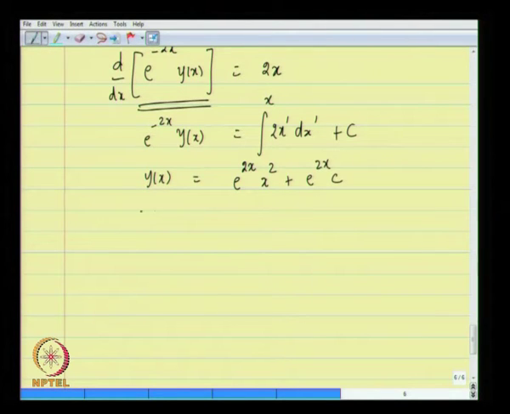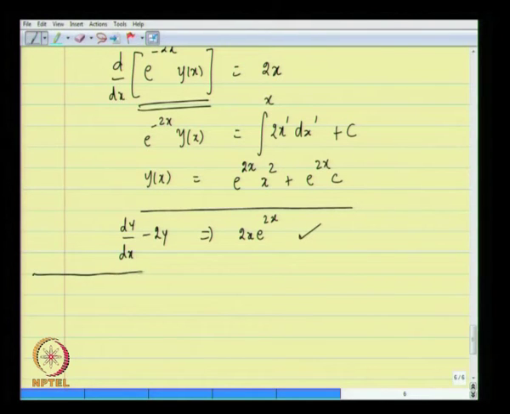So, this is the solution, and you can verify that it gives you, when you say dy by dx minus 2y, the original equation, namely 2x e to the 2x. Okay. So, this is easy to verify. Let me stop here and then start with the next set of first order differential equations.